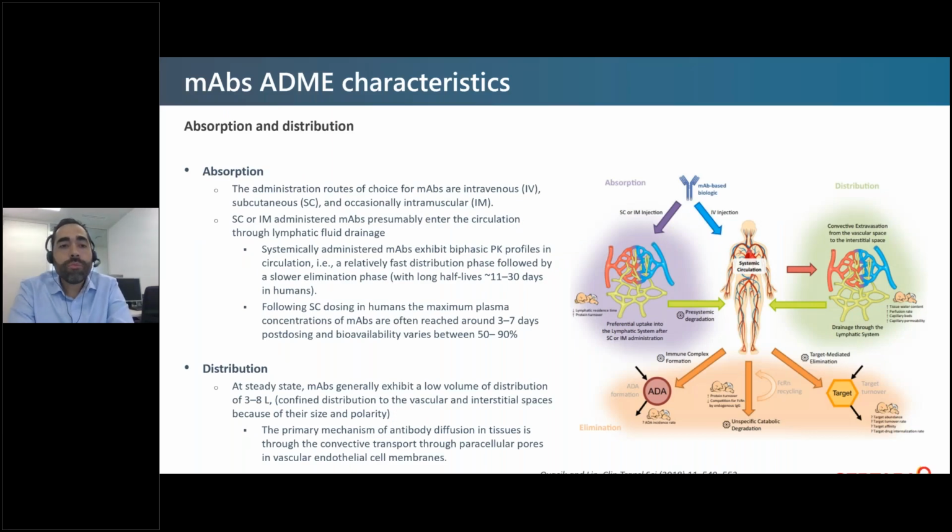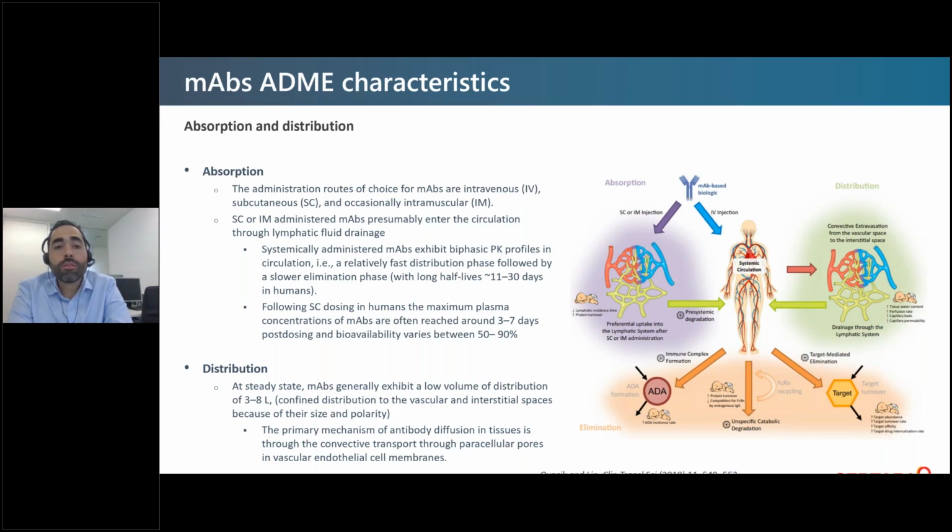So for the absorption, the administration routes of choice for the monoclonal antibodies are either intravenous or subcutaneous, and sometimes we can use the intramuscular one. For obvious reasons, the oral route cannot be considered for these compounds, otherwise they will be degraded in the gastrointestinal tract. After subcutaneous or intramuscular administration, they will enter the circulation presumably through lymphatic fluid drainage, and they will exhibit a typical biphasic PK profile with a relatively fast distribution phase followed by a slower elimination phase. This results in a half-life ranging between 11 and 13 days in human.